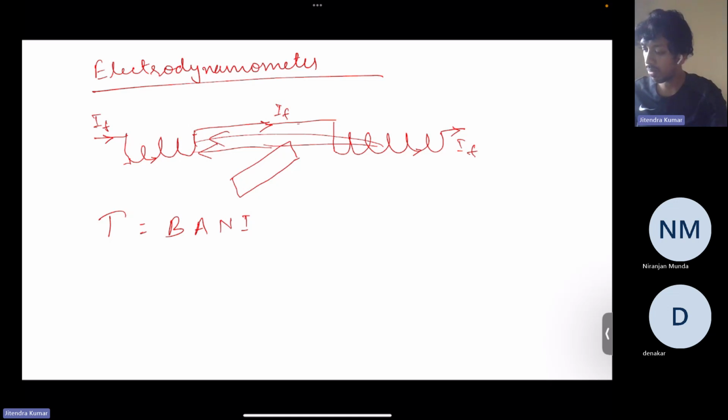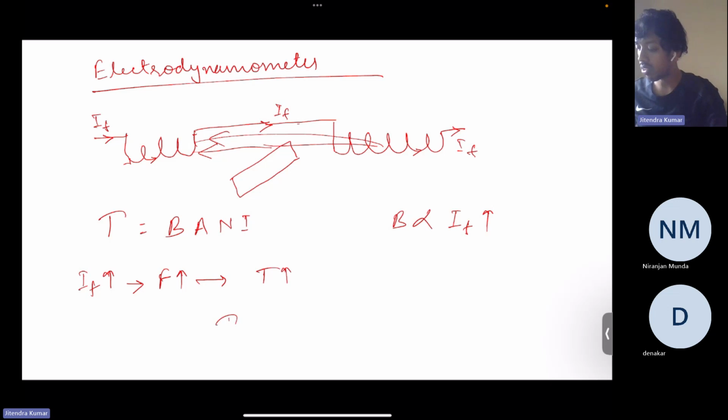Right. So here one thing will change. B will depend on IF. The more the field current, the more magnetic field you will get. So the moving coil will experience more force when IF, the field current, is higher. So force will be higher if IF is higher, right? And hence torque will also be higher because torque is dependent on force. So now in the electrodynamometer, one thing is different from PMMC: torque is directly proportional to IF into IM. IM is the current of the moving coil, right? This is the moving coil. So IM is the current for that.